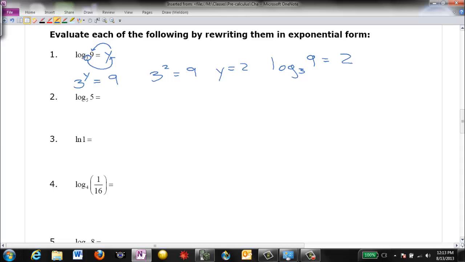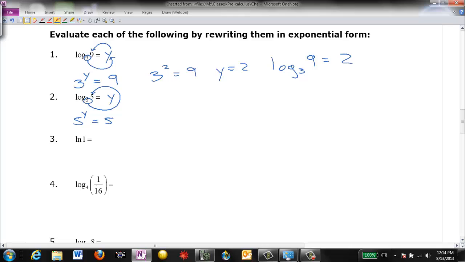Okay. Try it again. Okay, so I'm going to do the same thing in number 2. I'm going to put a y over here. I don't know exactly what this number is yet, but I'm going to use the same approach. I'm going to rewrite the log as an exponent. So I'm going to say 5 raised to the y equals 5, right?